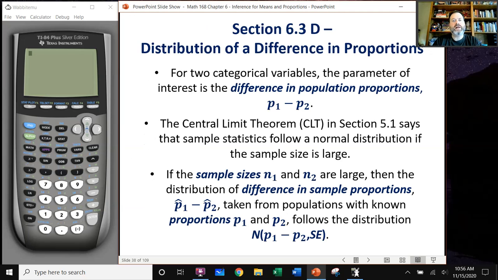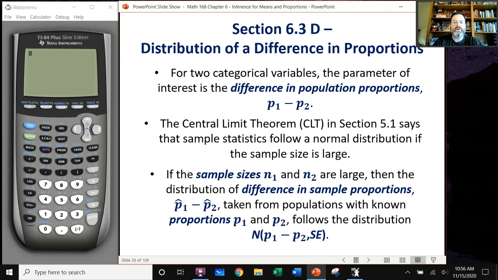So this section's a lot like the last one, where we're just establishing some formulas, plugging the numbers in, checking that the samples are large, computing a standard error, and once we've done that, the problems turn into problems from Chapter 5.